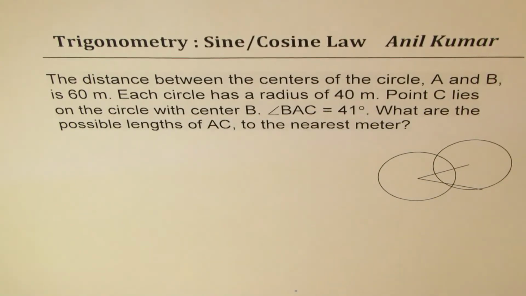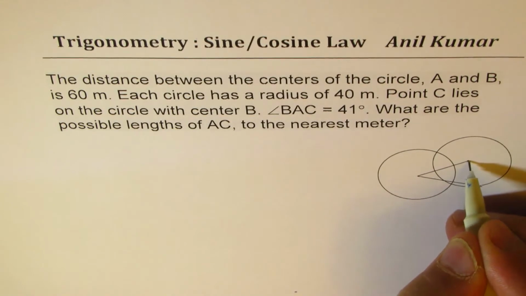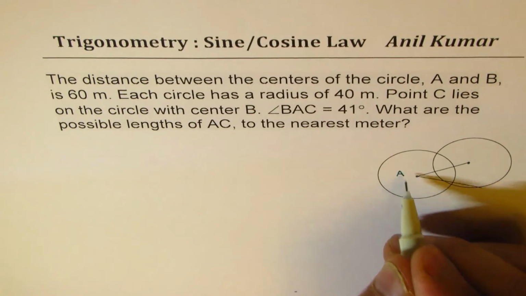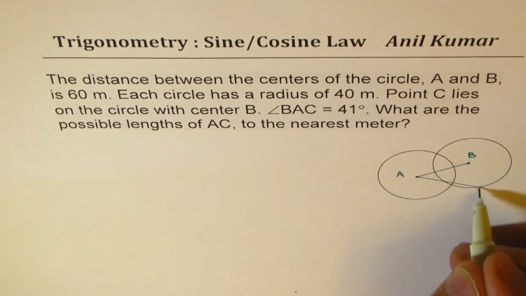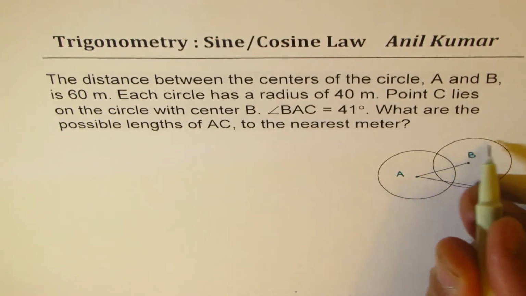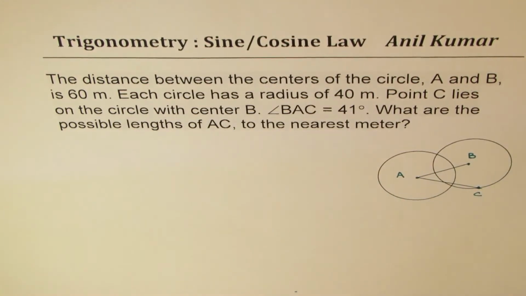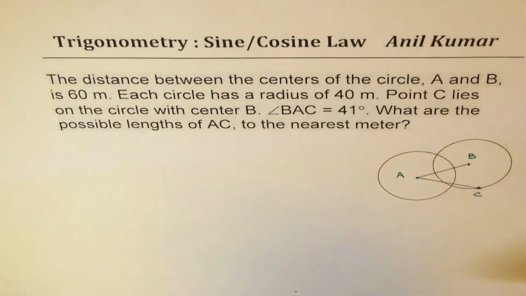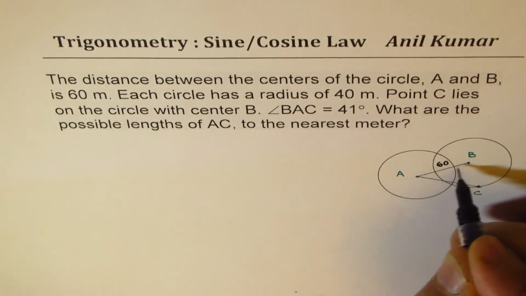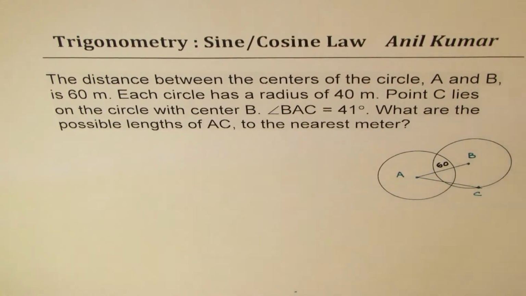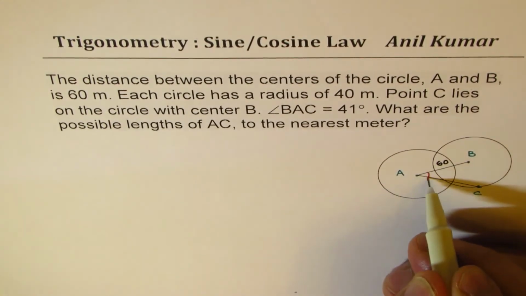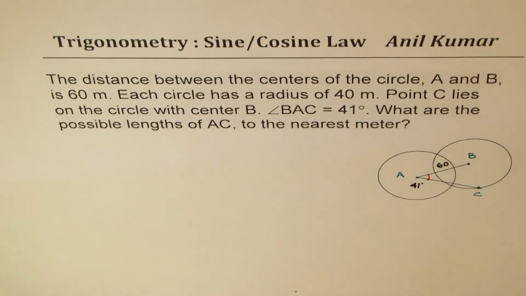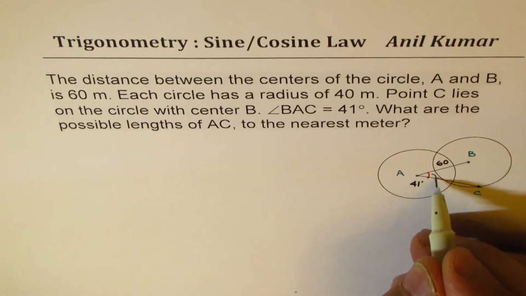So let me complete this diagram. We have these two circles with the centers at A and B. Right, so this is A for us, center at B, and the point is C on the circle B, right? We are also given that the distance between A and B is 60 meters. So this is 60 meters for us, A to B distance. The angle A is 41 degrees. Let me write 41 degrees here. So that's the angle A here, right?